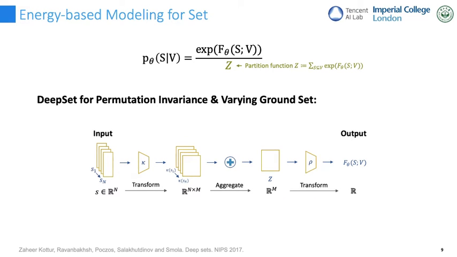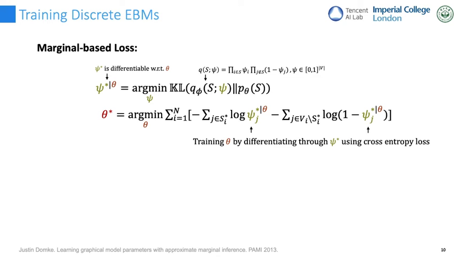We resort to the energy-based model, which takes the set function as the negative energy function. Moreover, to satisfy the desiderata, we apply the deep set architecture to model the set function, which satisfies permutation invariance and variant ground set size. To train the energy-based model, we use a marginal-based loss. Specifically, we minimize the KL divergence between the variational distribution and the energy-based model. We specify the variational distribution as a multivariate Bernoulli, and each dimension stands for the probability that the corresponding element is in the optimal subset.